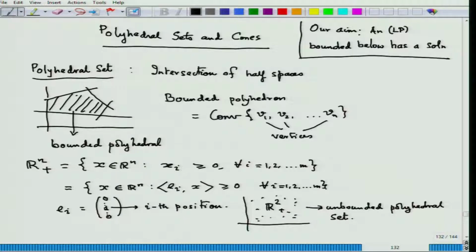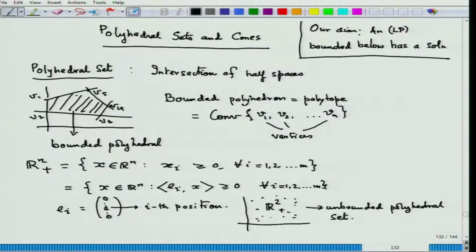Any bounded polyhedral set, which is also called a polytope, can be written as a convex hull of its vertices. So, you have V1, V2, V3, V4, V5. In this case, this is the convex hull of these 5 vertices. But there could be unbounded polyhedral sets too, which have a vertex, but the whole thing is not a convex hull of the vertex naturally. For example, Rn plus is an unbounded polyhedral set.